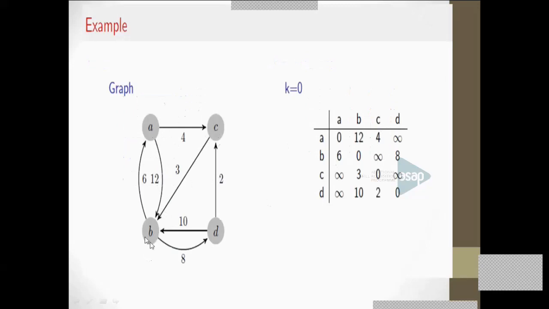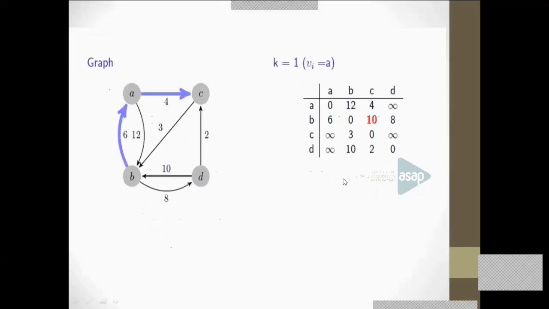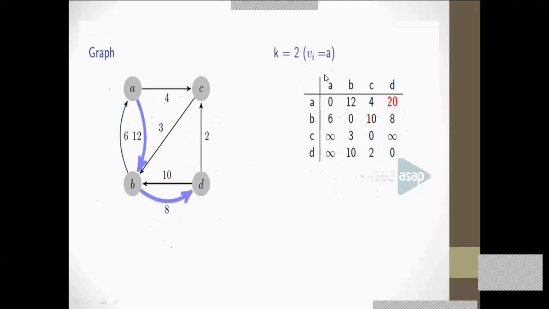Now via A, B to C, there is a path: B to A and A to C. The weight of this path will be the sum of the edges from B to A and A to C. That is 6 plus 4. Now this infinity is greater than 10. 10 is a smaller value, therefore 10 will be written there. Infinity is replaced with 10. And there are no more updates to any of the entries. One value got updated. And now we are going for k equal to 2. And here also i equal to A.